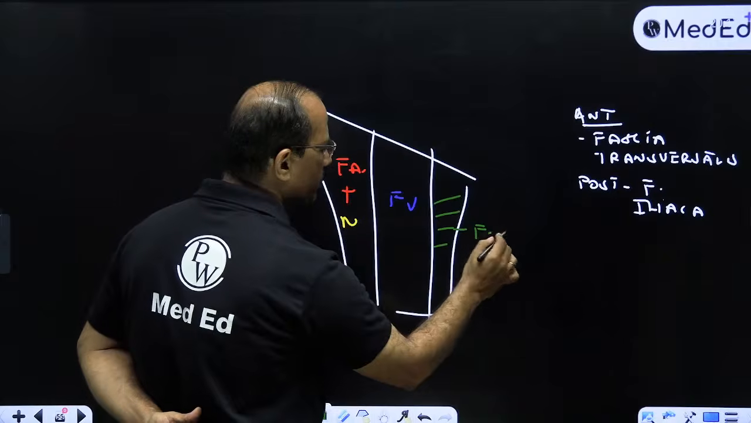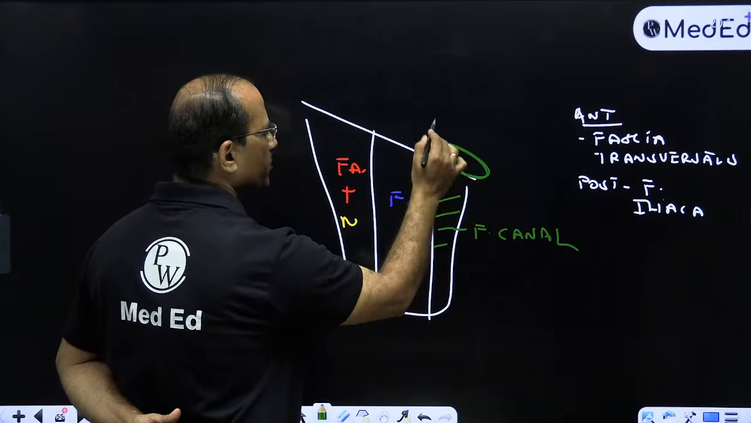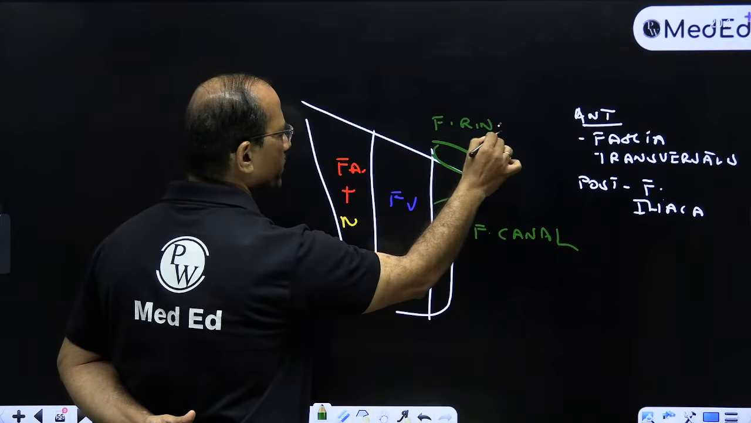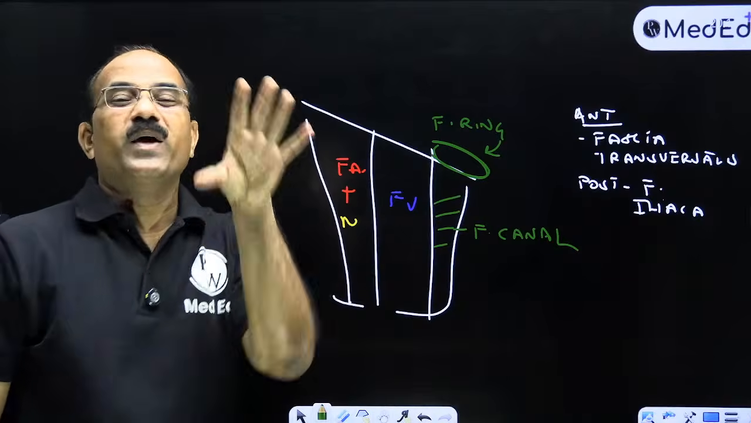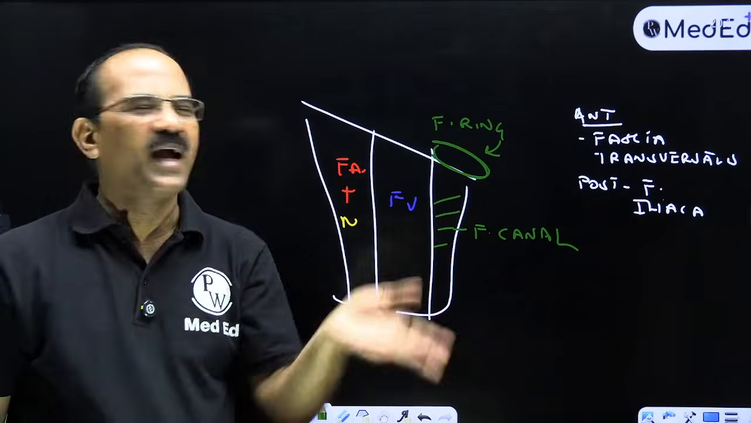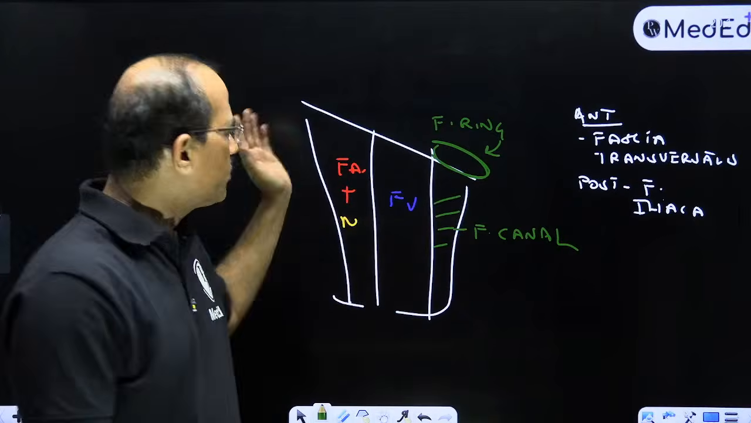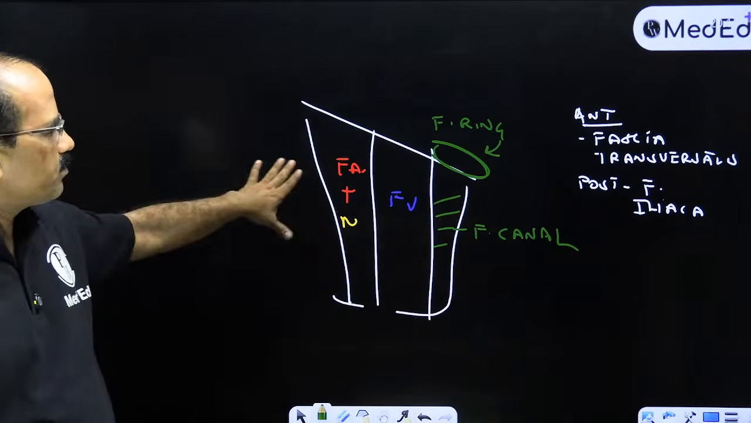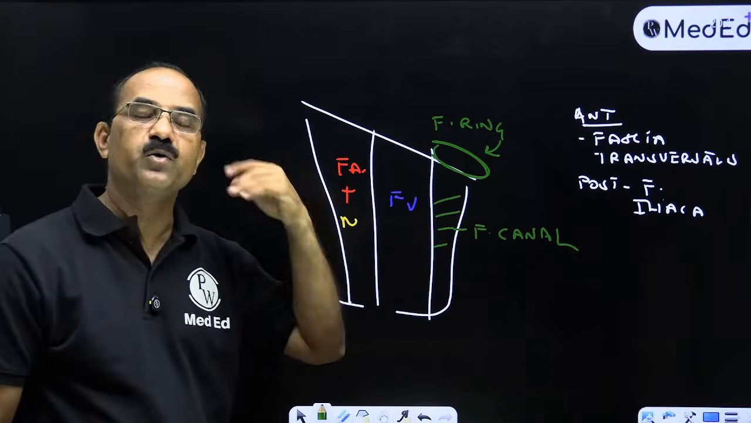This is what we call as the femoral canal. The upper part of the femoral canal is known as the femoral ring. Fine. So femoral sheath जो है, how is the femoral sheath formed? Anteriorly is fascia transversalis, पीछे होता है fascia iliaca. Femoral sheath के तीन compartments है. Lateral compartment में होती है femoral artery plus the femoral branch of genitofemoral nerve.